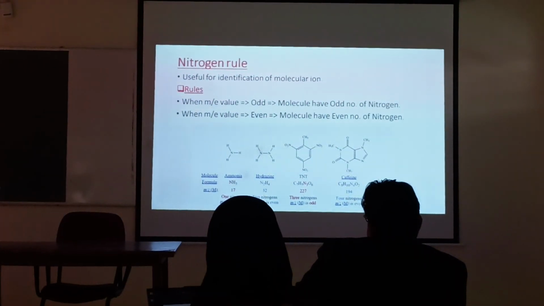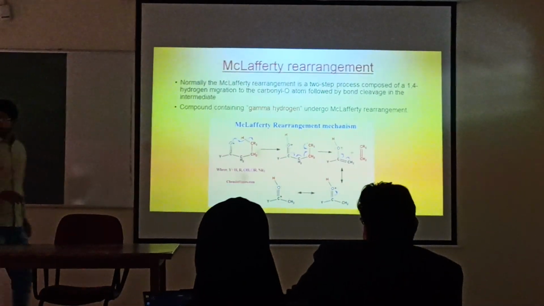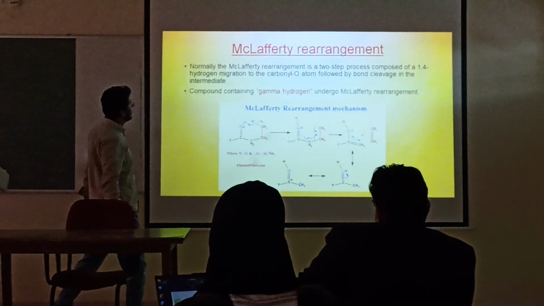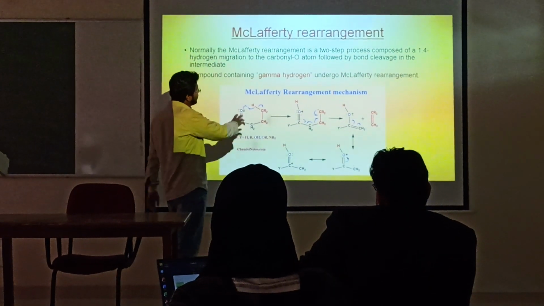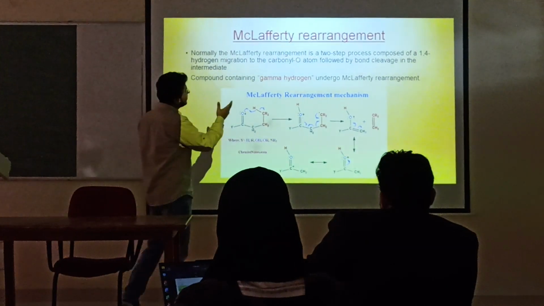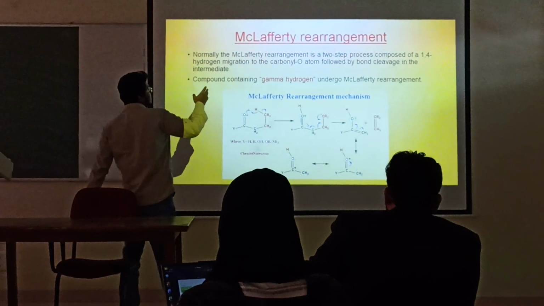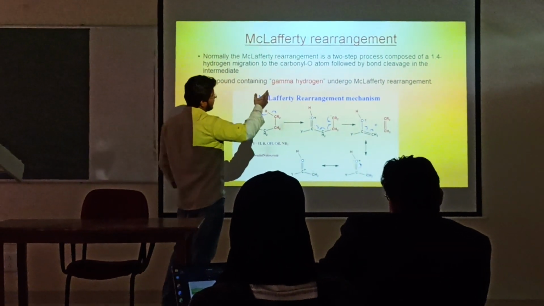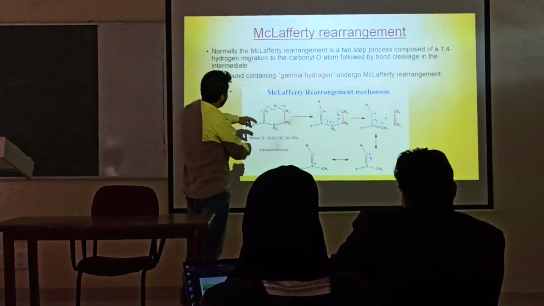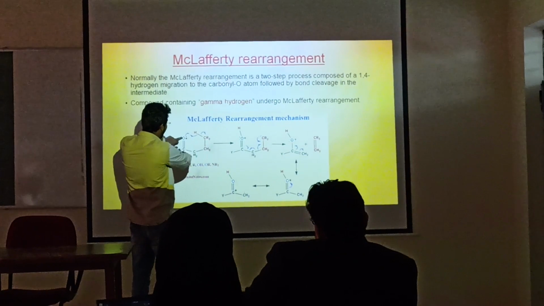Coming to the next topic, which is McLafferty rearrangement. Compounds containing gamma hydrogen undergo McLafferty rearrangement. Normally, this rearrangement occurs in a two-step process, in which the 1,4 hydrogen migrates to the carbonyl oxygen atom followed by the bond cleavage.